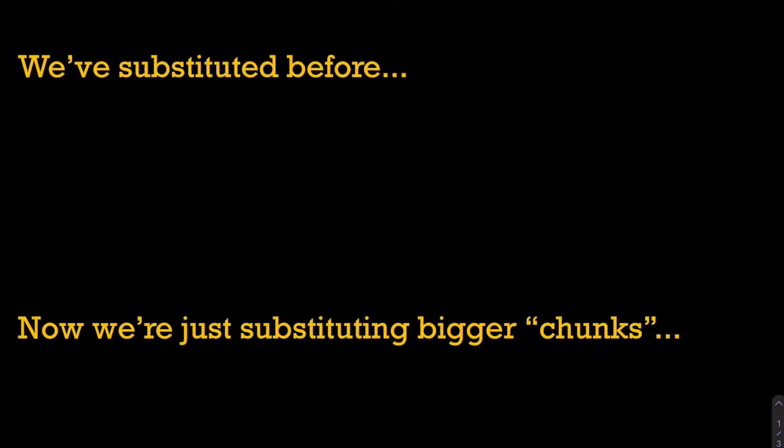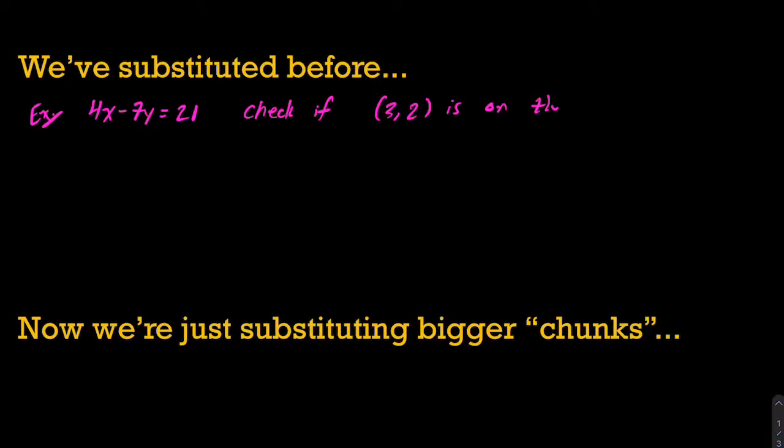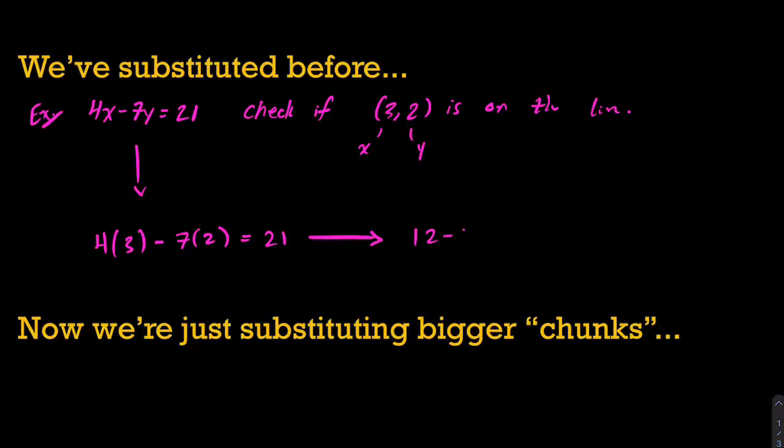Right? When I've given you an equation like 4x minus 7y equals 21, and check if (3, 2) is on the line, you've used substitution before. We said that this was our x coordinate, this was our y coordinate, and we're going to plug those into our equation. So we got 4 times 3 minus 7 times 2 equals 21, right? And what does this become? Well, it becomes 12 minus 14 equals 21. This is negative 2, which does not equal 21, therefore not on the line.